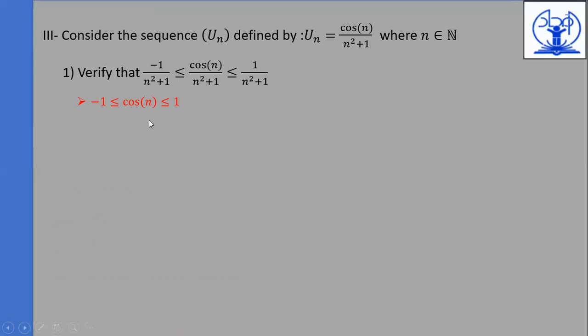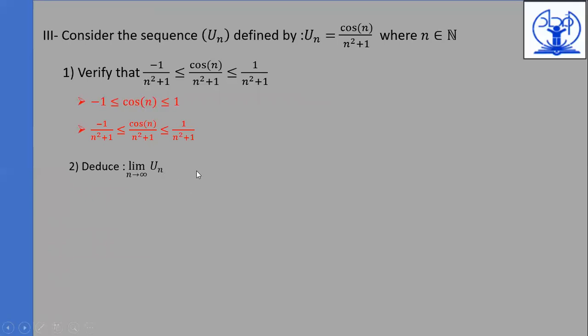We have to start with the frame of cosine n. Cosine n, as well as sine n, are values which are between minus 1 and 1. Now, dividing all the terms by n squared plus 1, which is a positive quantity, minus 1 over n squared plus 1 is less than cosine n over n squared plus 1, which is less than 1 over n squared plus 1. Deduce the limit of un.